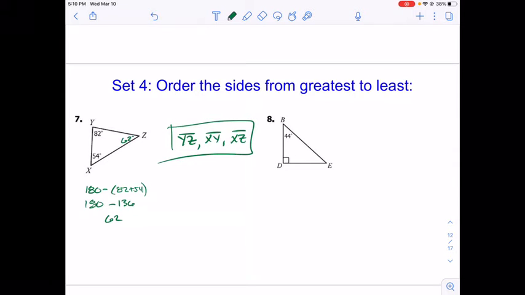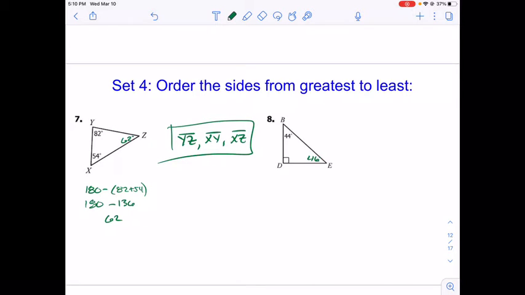All right, so you guys try this last one here. See if you can get this. All right, so first thing we need to do is find our third angle. So we can do 90 minus 44, which should give us 46. And then it's a matter of finding our sides from greatest to least.